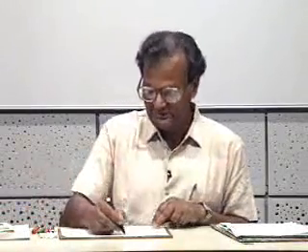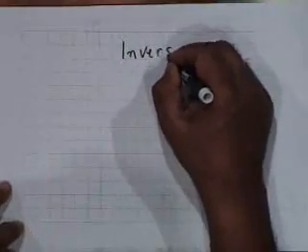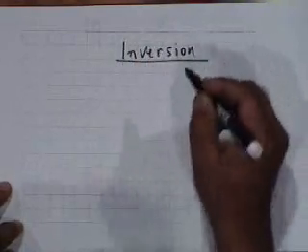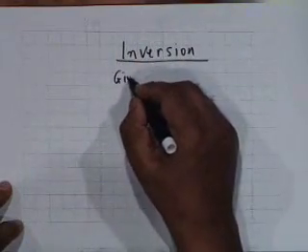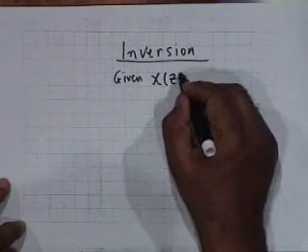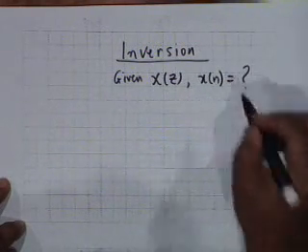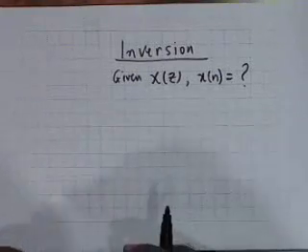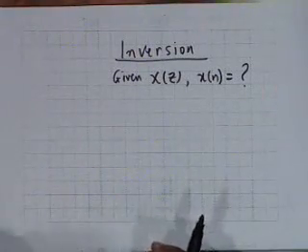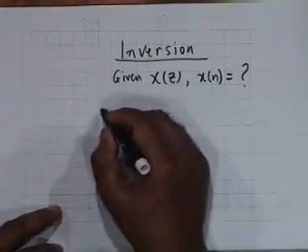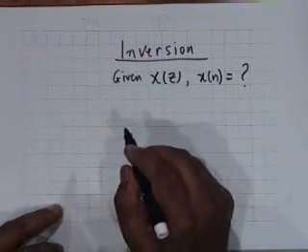Now we come to the question of inversion of a Z transform. Given X of z, to find x of n. This is the question. Given X of z, to find x of n. And here we proceed exactly the similar way as we did in the case of Laplace transform.